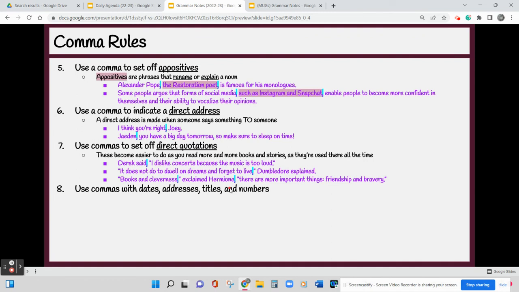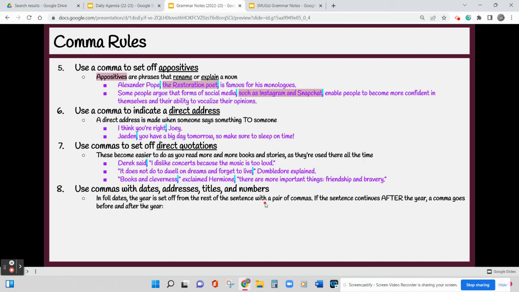And last but not least, we use commas with dates, addresses, titles, and numbers. Please make sure that you jot down all of the examples for number 8. If you don't, you're going to regret it. So, in full dates, we set the year off from the rest of the sentence with a pair of commas. If the sentence continues after the year, then a comma goes before and after the year. So, for example, on August 26th, 1920, the 19th Amendment was formally adopted into the U.S. Constitution. There should be a period there.